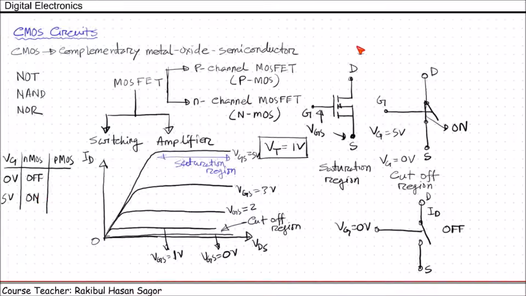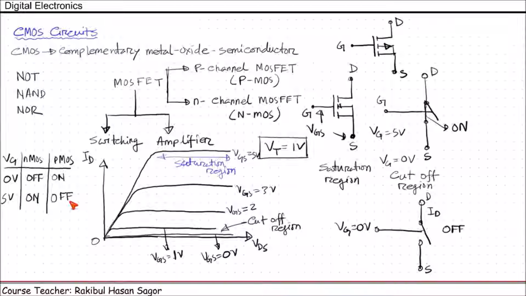Similarly, if we see the symbol for PMOS, this is drain, this is source, this is gate. And we know from the PMOS characteristics, when gate voltage is 0, then PMOS becomes on. And when the gate voltage is 5 volt, then PMOS becomes off.